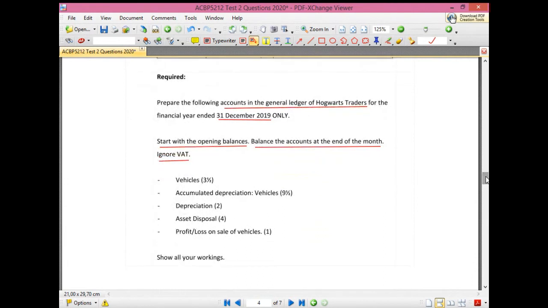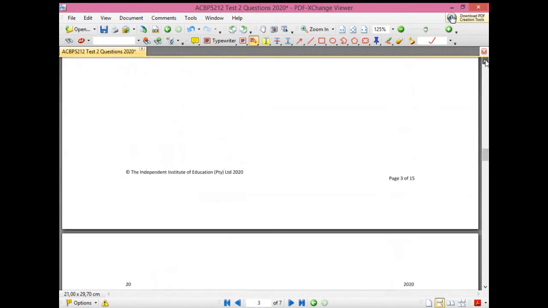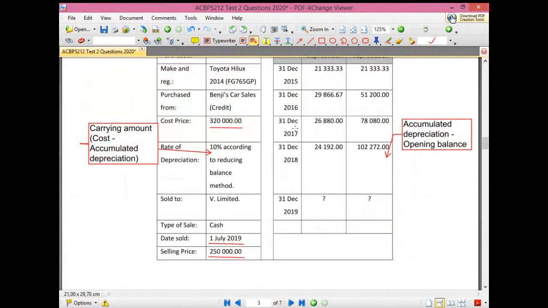So if we start with the vehicles account, we start with the easy information first. We know that the vehicles in the beginning of the year had an opening balance of what? 320,000. That was the original cost of the asset. And where did I find this information? If I just scroll back to the first table, this cost here is our opening balance, because we only had one vehicle in the beginning of the year.